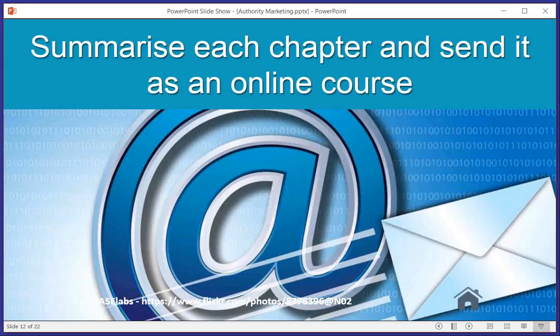You might have 3 action points at the bottom, and then people who subscribe to the online course get that sent to them every day or every 3 days or every week. So it's a very simple thing to do. Again, you've got all the content. If you've done the slideshow already, you might even want to insert the picture from the slide, and that goes through into the online course.